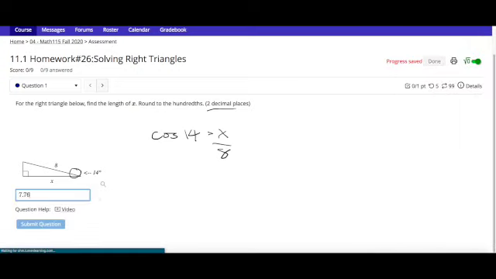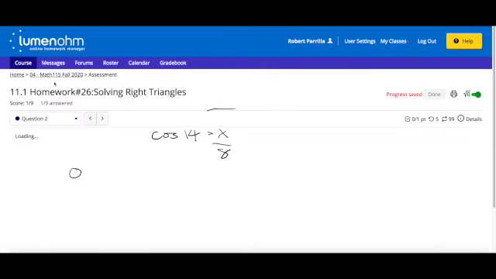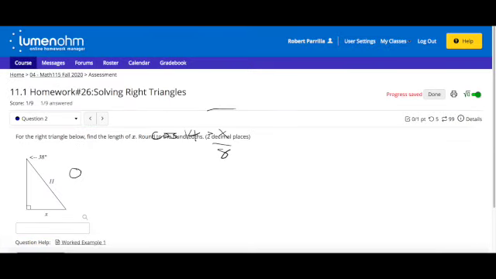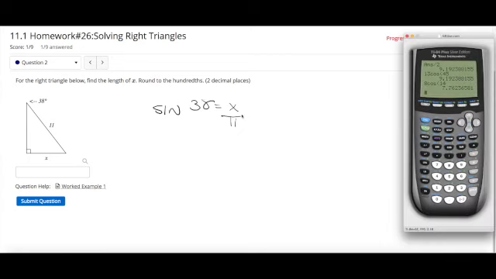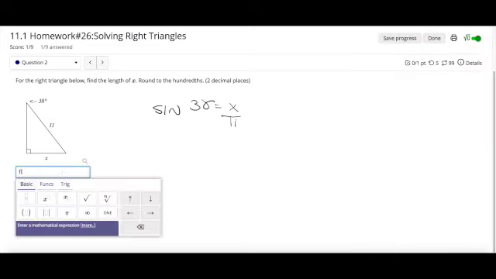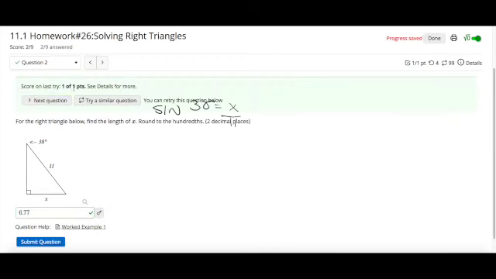7.76. Got this. Here we go. Same kind of problem, and again, these become really easy. Opposite over hypotenuse. Sine of 38 degrees equals x over 11. So once again, the same structure. 11 sine of 38 equals 6.77. Hit it. Move on.